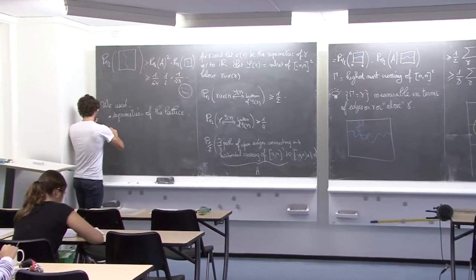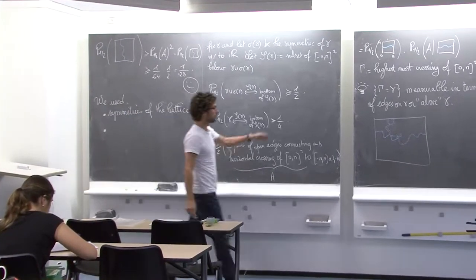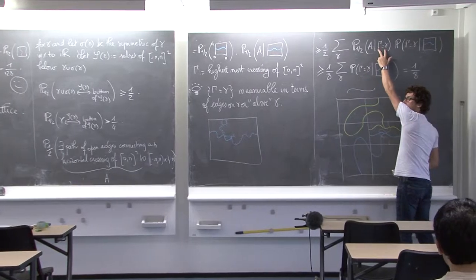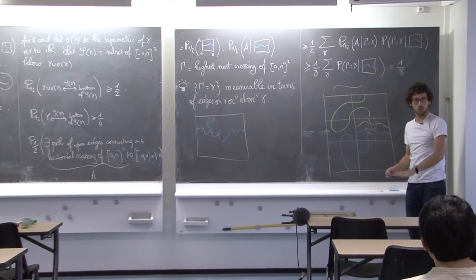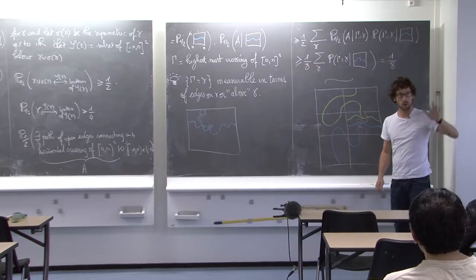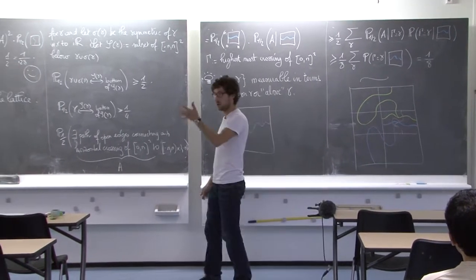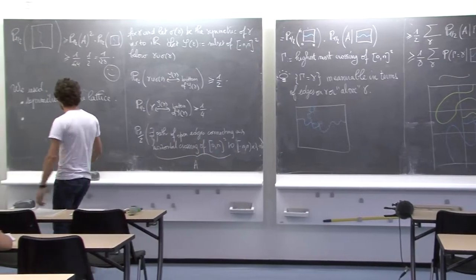We use something else. We use that conditioning, when we got there, was telling us no information about what was below the path. So this is really due to independence. Below we had Bernoulli percolation. So we use independence.